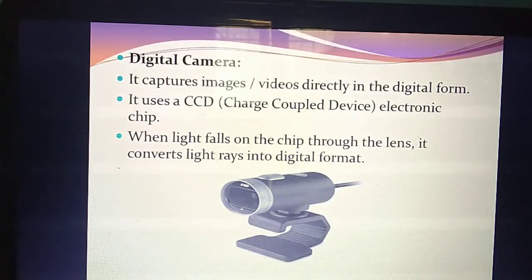Understand? If you are taking photos or images through that digital camera, you might have seen that digital cameras have some light source, isn't it? When they are taking photographs, some light or flash will come. When the light rays fall on the chip, that means the CCD, the charge-coupled device, the electronic chip present inside the camera, it will convert the input, which may be images or videos, into a digital form. Then you can feed the digital form into the computer. Understand? This is the next input device.